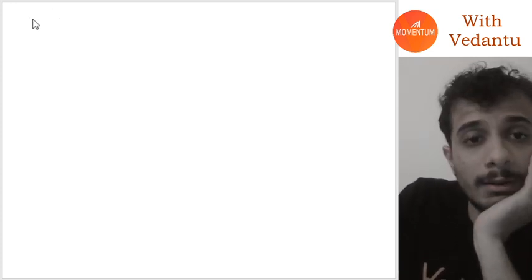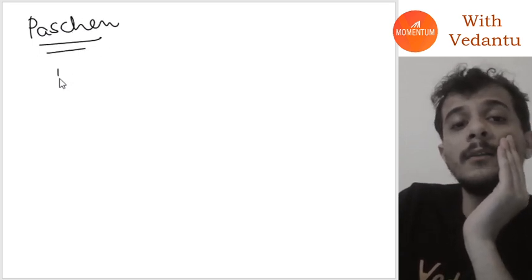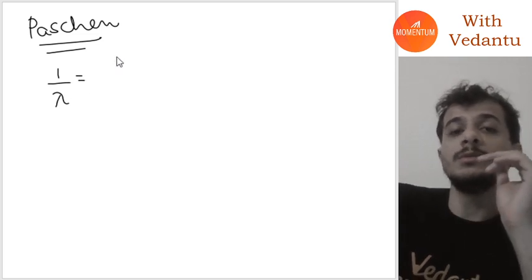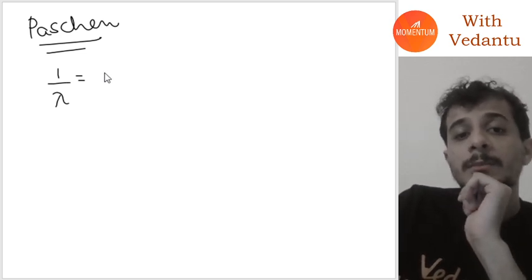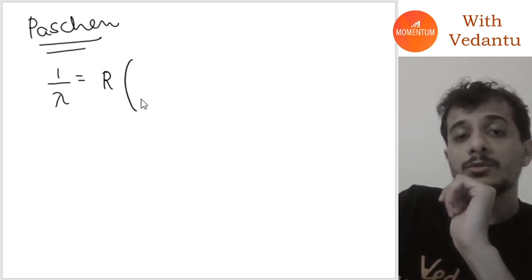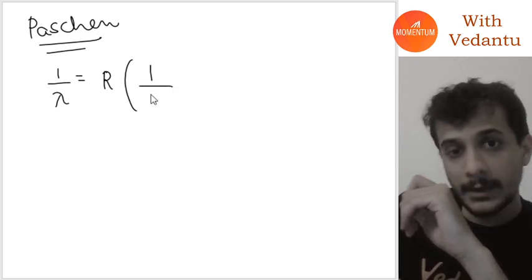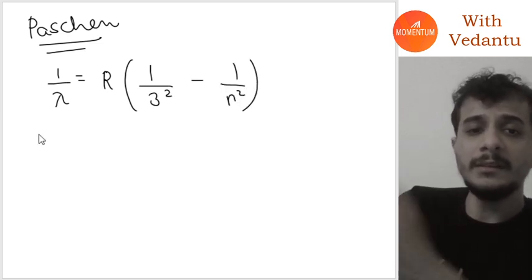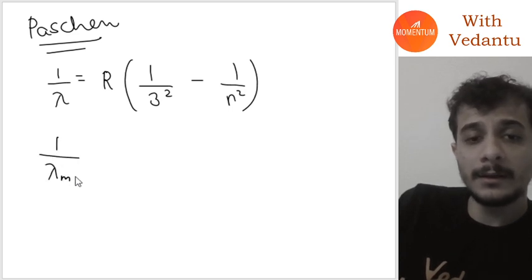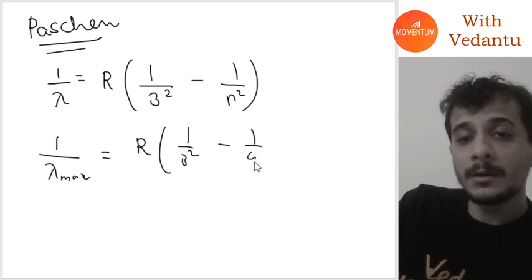Now if I talk about Paschen series, guys, what exactly is Paschen series? Paschen series is basically when you have a jump happening to the third orbit. So 1 by lambda will be equal to R into 1 divided by 3 square minus 1 divided by n square. Now in this case, once again, if I try to find out the lambda maximum, 1 by lambda max will be nothing but R into 1 by 3 square minus 1 by 4 square.